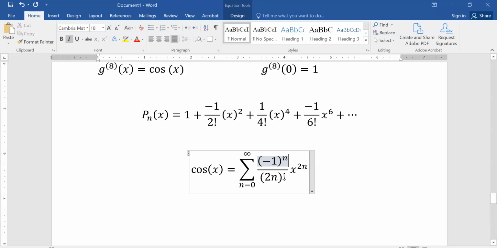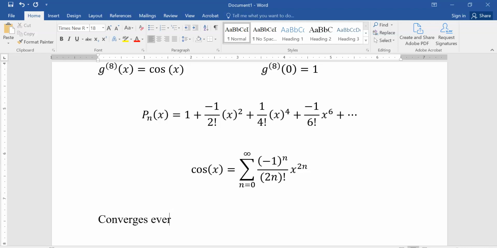And by the way, this 2n factorial is going to dominate. So this actually converges everywhere as well. And there you go.